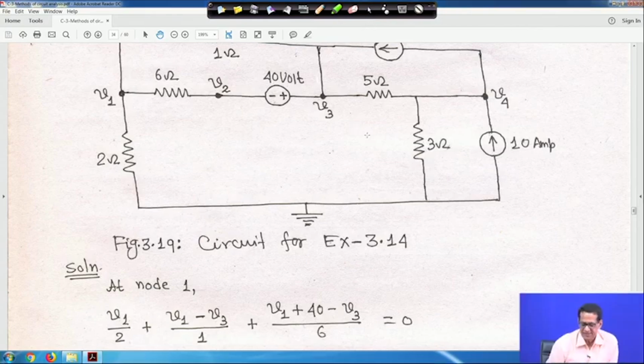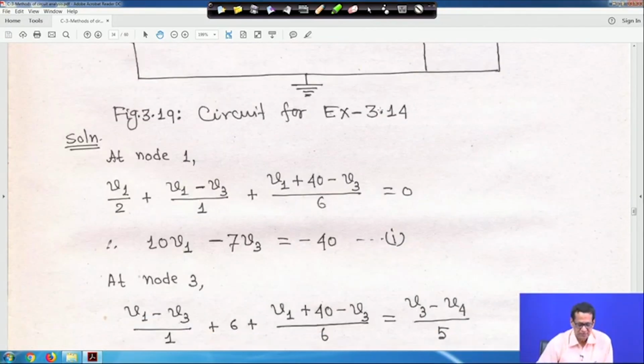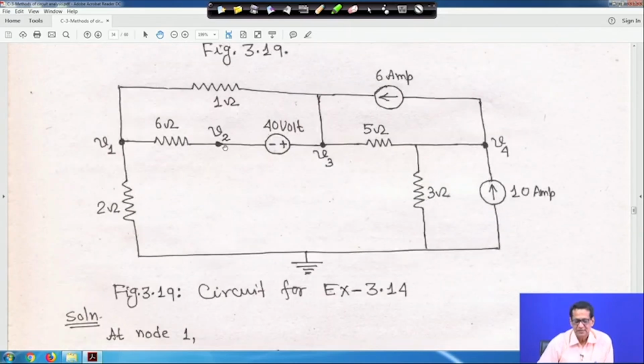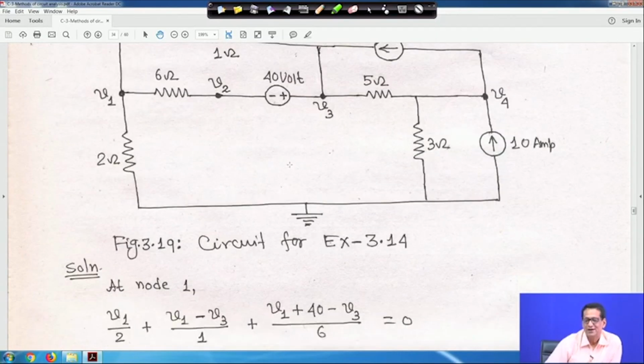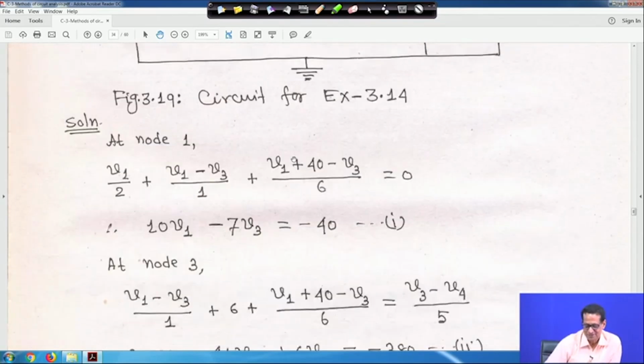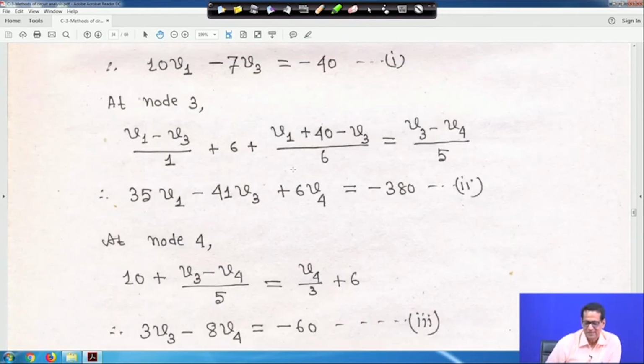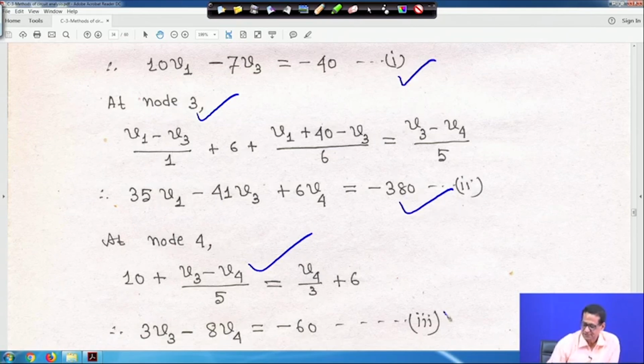Similarly at node 3 and node 4. Listen, this one here should not be applied, this is actually just an intermediate point you have been asked about. V1, V3 and V4, these 3 nodes are there. Similarly, for V3 and V4 you please apply KCL and then accordingly solve it. I have explained everything to you. If you write at node 3 you will get this equation, and if you apply at node 4 you will get this equation. Finally, upon simplification, this is equation 1, this is equation 2 and this is equation 3.